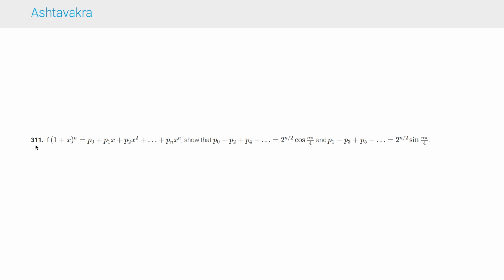So question 311 says that if (1 + x)^n is equal to p0 + p1x + p2x² + ... + pnx^n, show that p0 - p2 + p4 - and so on is equal to 2^(n/2) cos(nπ/4), and p1 - p3 + p5 - and so on is equal to 2^(n/2) sin(nπ/4).